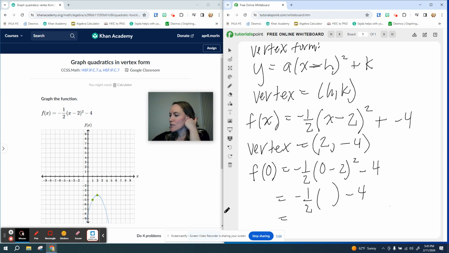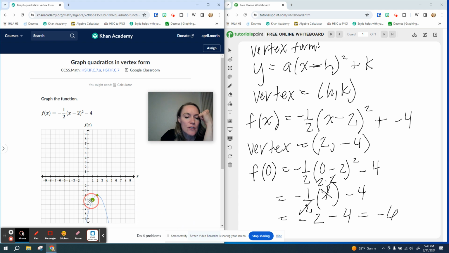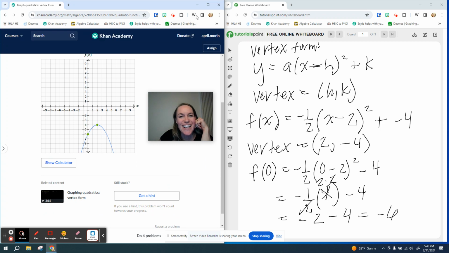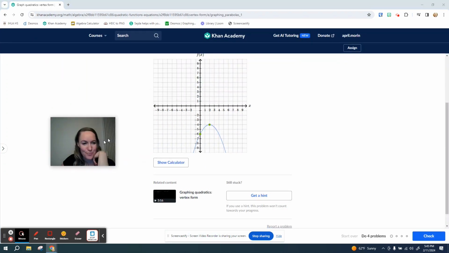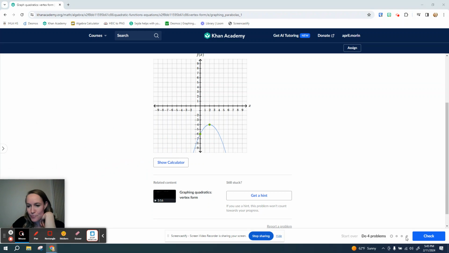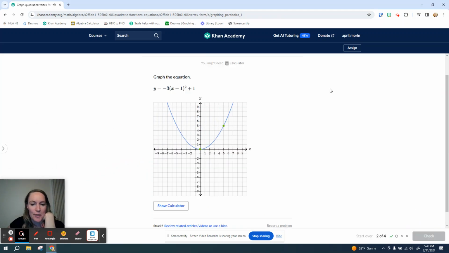0 minus 2 is negative 2. Negative 2 squared is positive 4. Now I can rewrite this 4 as 2 times 2. One of the 2's cancel, and then I have negative 2. Negative 2 minus 4 is negative 6. Okay, that worked really well. I can graph that. So 0, negative 6 is what I'm graphing. That looks good. Let's see if we're correct. Move out of the way here. All right, that worked really well.